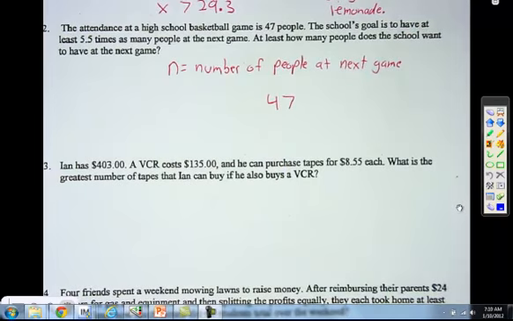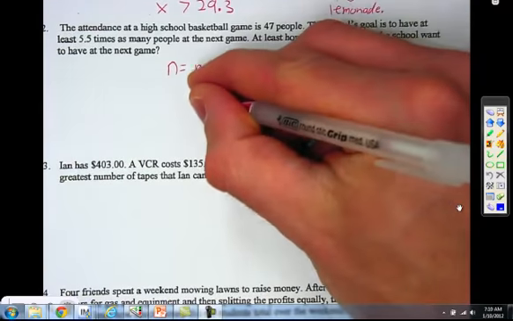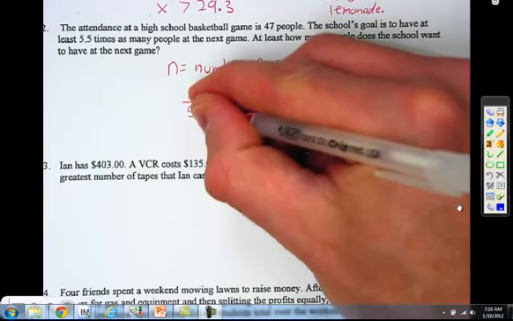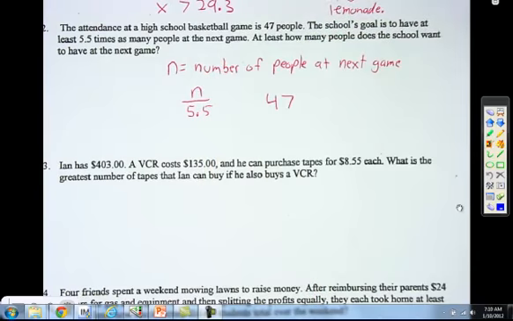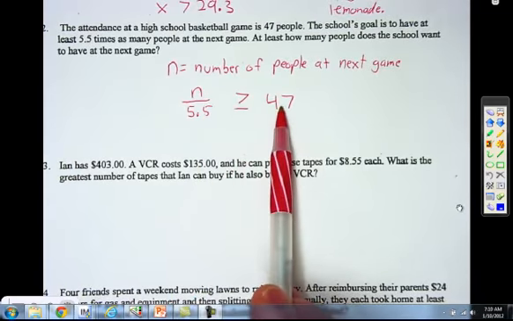So we know one side of this is going to end up being 47. How many people were at this game? And we want way more at this game. We want 5.5 times as many. So for making an equation, or inequality, you kind of have to do the opposite of what it says. So if we had n divided by 5.5, so the number of people at the next game divided by 5.5 would have to be greater than 47.